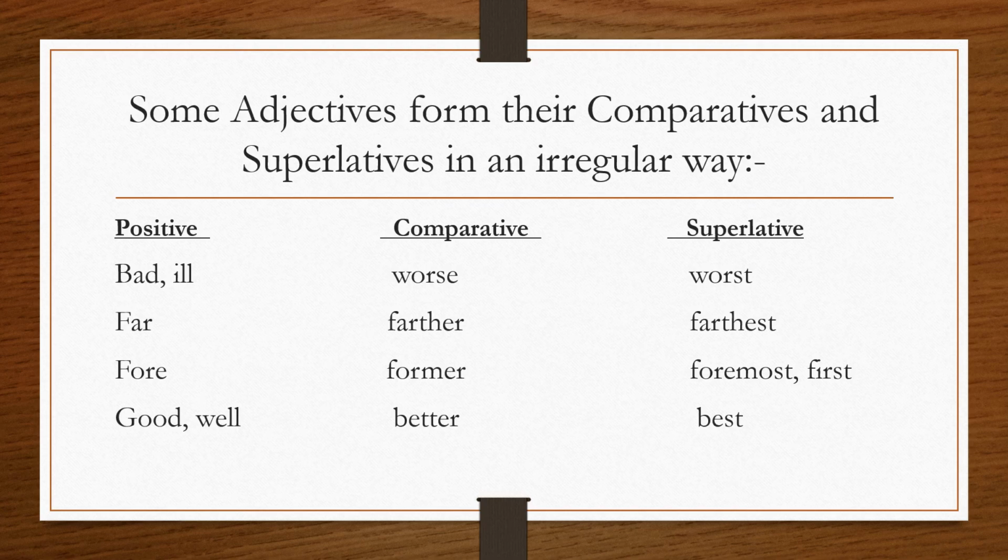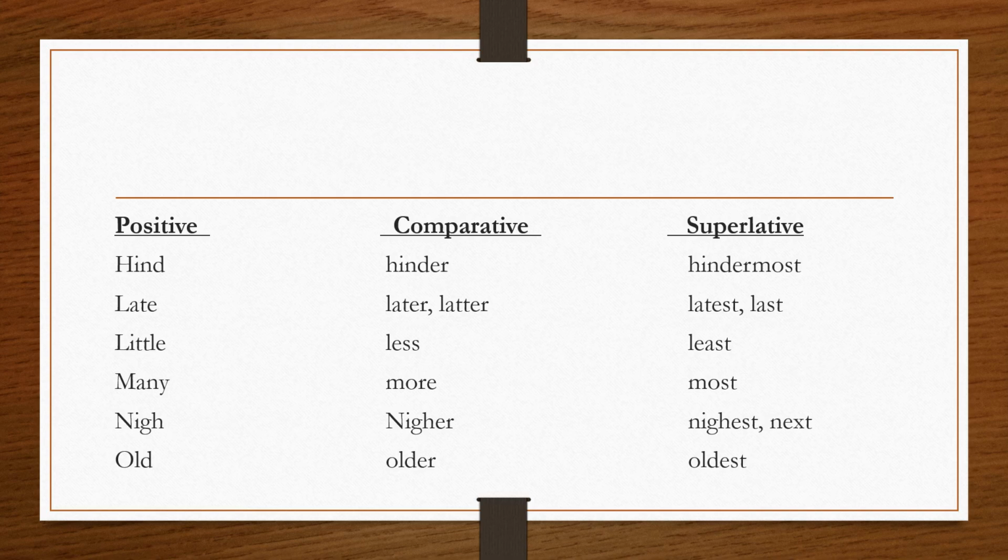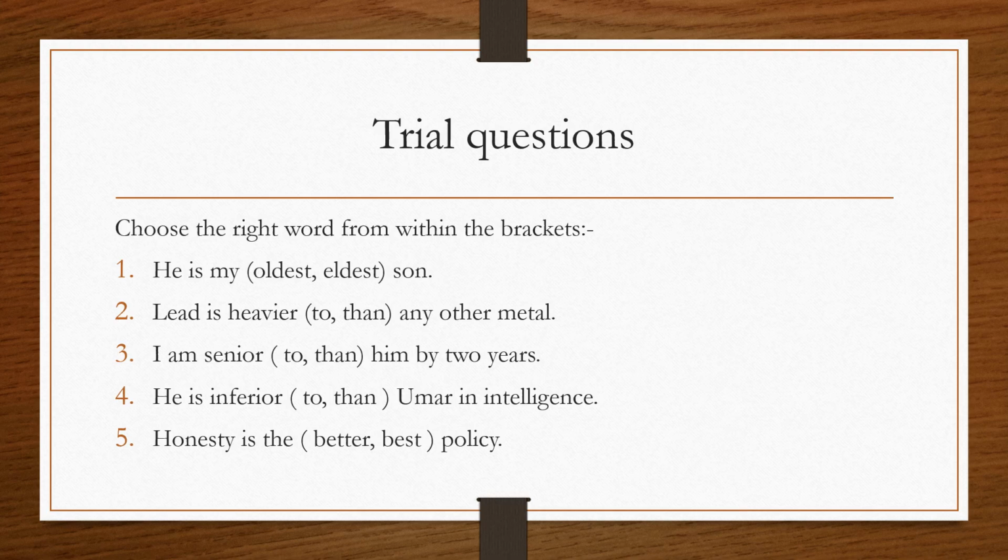Then some also form theirs in an irregular way. Bad, it doesn't become badder, no, but it becomes worse and worst. Far, farther, farthest. For, former, foremost, and first. Good, well, better, and then best. Hind, hinder, hindermost. Late, later, latter, latest, last. Little, less, least. Many, more, most, and what have you.